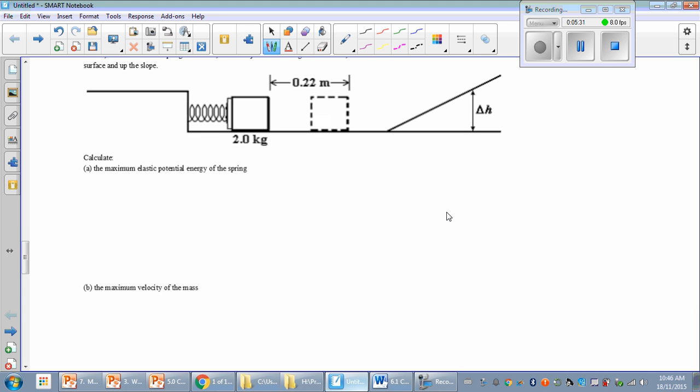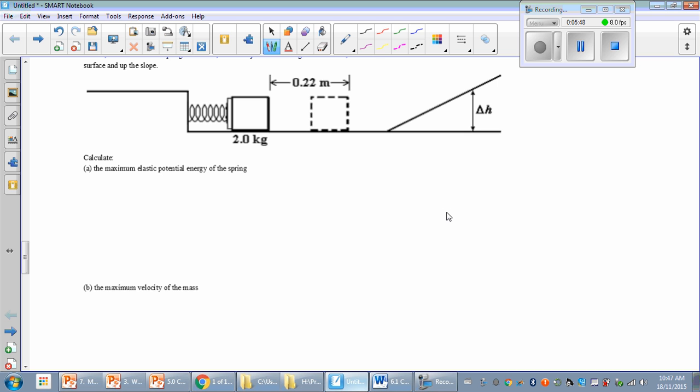This one's similar to the first one, except instead of something moving and then running into a spring and compressing it, this one you're holding it against the spring, letting it go, and it gets to some speed, and then it slides up a ramp. And it asks, eventually, how high does it get up the ramp.